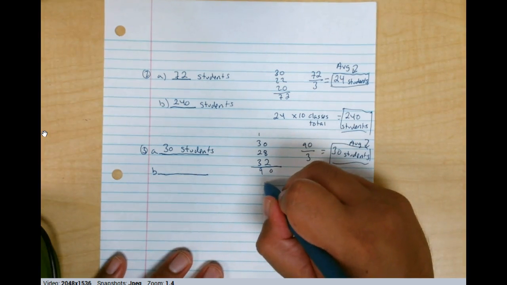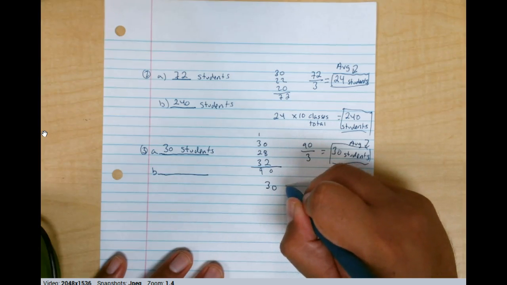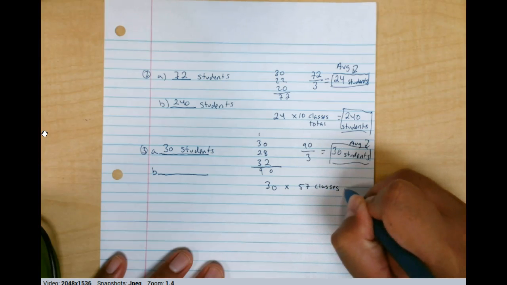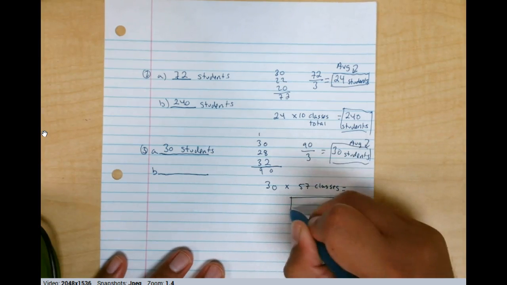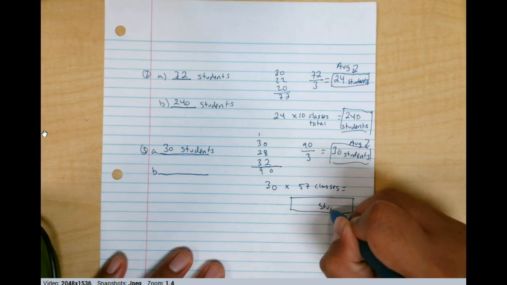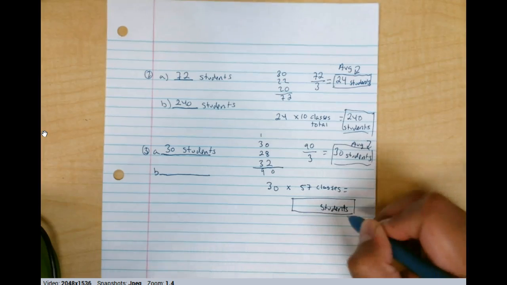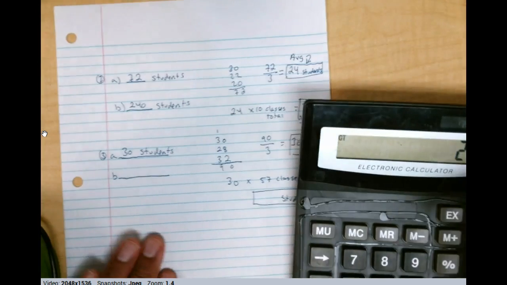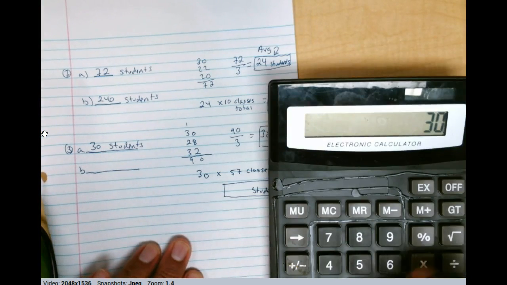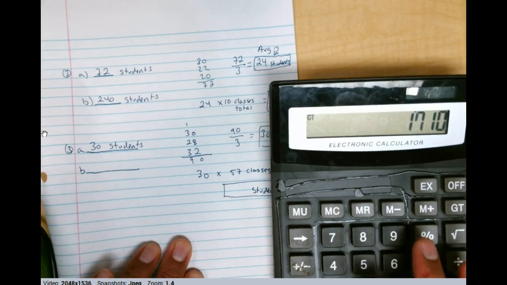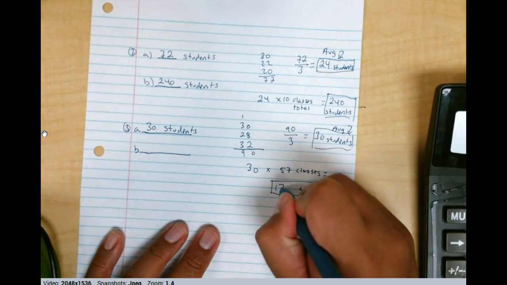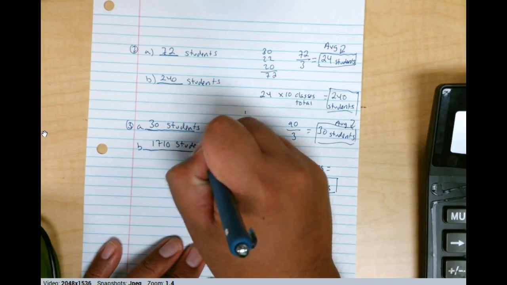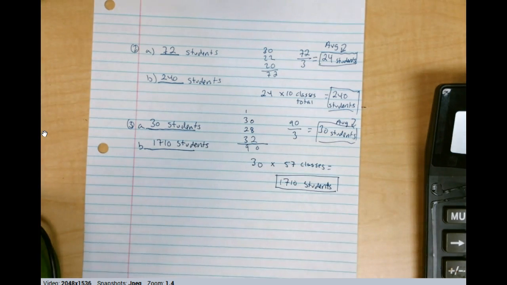All right. So now it's pretty simple. It's just 30 students as the average times 57 classes total. And then I'm going to box my answer right here. And I don't expect you to do this in your head. Like I said, if you feel more comfortable using a calculator, okay, bring your calculator. Just do 30 times 57. Gives us 1,710 students as an estimated population size.